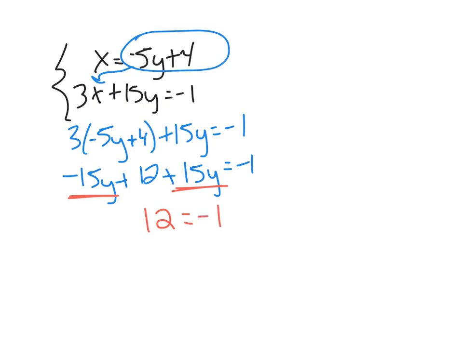That doesn't make any sense. So if your variables cancel out and you get a statement that is not true, because 12 is not equal to negative 1, then I could at this point say no solution. Now if this is one that we had graphed, then you would have two lines that are parallel to each other and they never intersect. That's why there is no solution. When you're solving by substitution, this is how you will know it's no solution. The variables cancel out and you have an incorrect or a false statement.